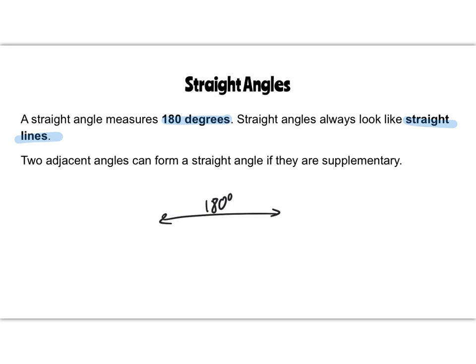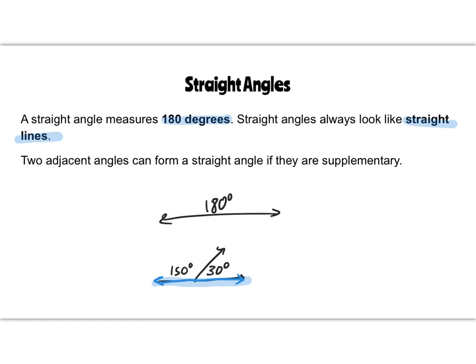You can put two adjacent supplementary angles together to form a straight angle. Let me show you what I mean. Let's say I have an angle like this that's 150 degrees and I have another angle like that, and this one's 30 degrees. Well, you may notice that when I put those two angles together, I get a straight line right across the bottom there. And that is a straight angle. So two adjacent angles that add to 180 degrees can also form a straight angle.